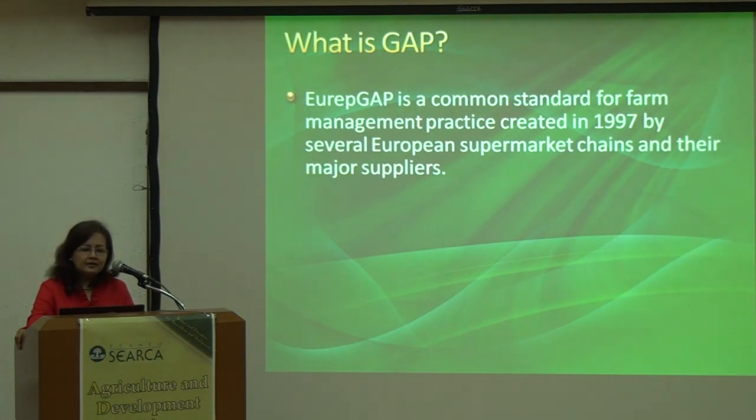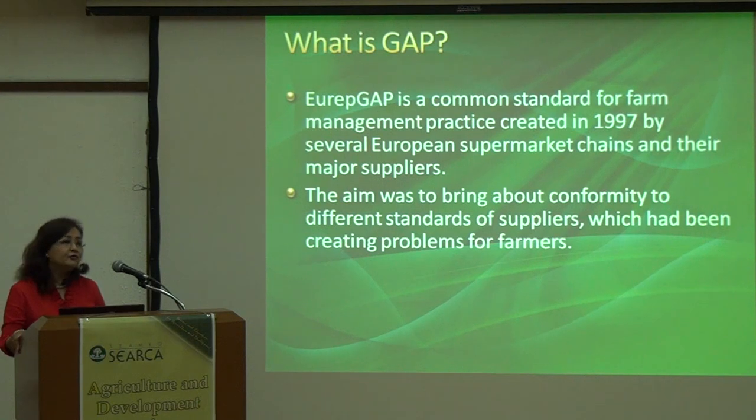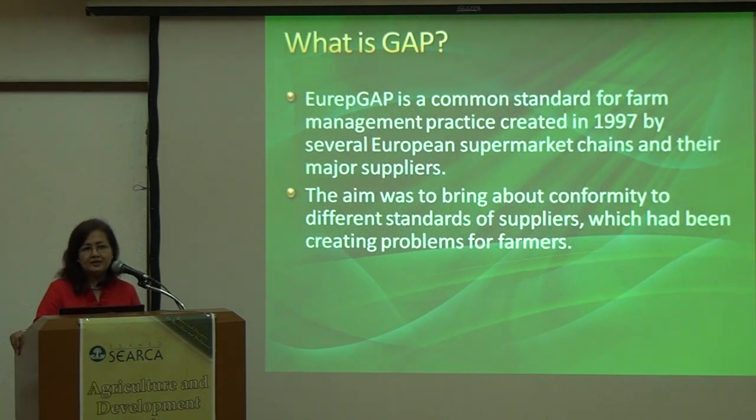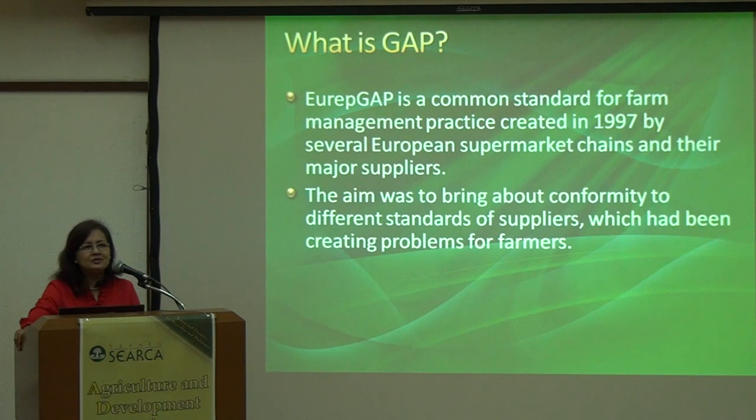1997, EuroGAP, a common standard for farm management practice, was created by several European supermarket chains and their major suppliers. The aim was to harmonize or bring about conformity to different standards of suppliers, because suppliers will require the farmers to follow different rules, different standards. A supplier in one region will have a different standard, another supplier from another region will have a different standard, and this would confuse the farmers.